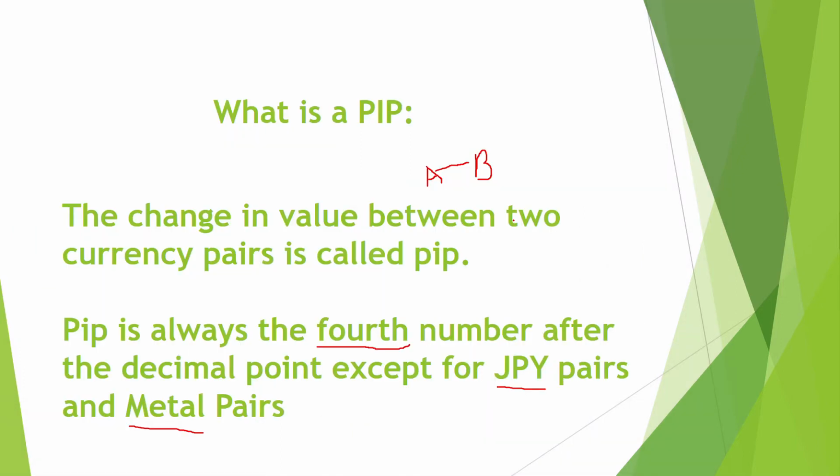Okay, and the word pipette. Pipette is the number that gave birth to the pip. Pipette is the number that gave birth to what? To the pip. When you see the figure, pipette is the number after the pip or the number before the pip, whichever way you are seeing it from. If you are seeing it from your left hand side, it's the number after the pip.